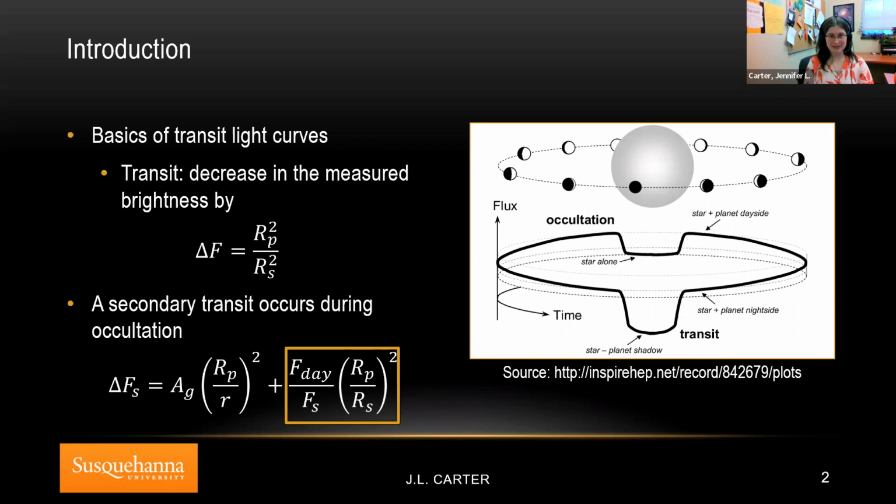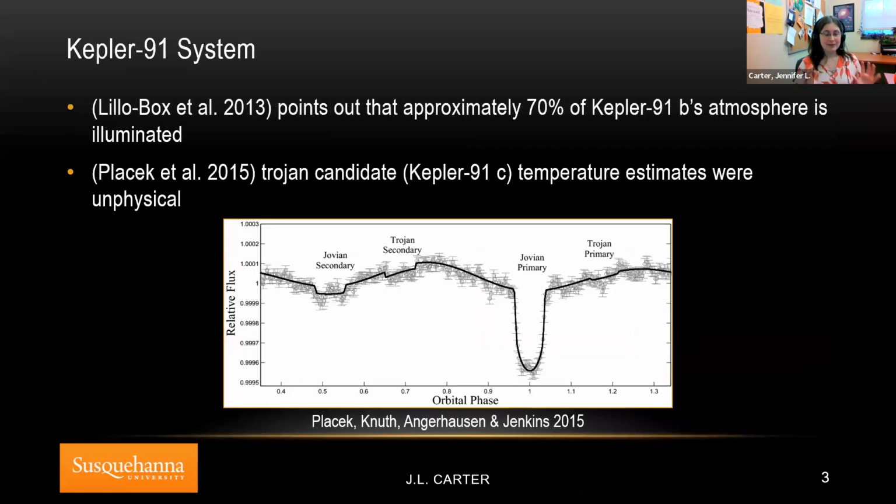I want to get into a lot more detail about reflected light now. But first, I want to talk about why I'm so concerned about the way we treat reflected light and the incident stellar radiation that actually causes this reflected light. This comes from two papers written a number of years ago. In 2013, Lillo-Box was studying Kepler-91b, and the authors of this paper pointed out that 70% of this hot Jupiter's atmosphere was at least partially illuminated, and that we ought to be taking this extra illumination into account. Normally, we tend to assume that the illumination of an exoplanet is closer to 50%.